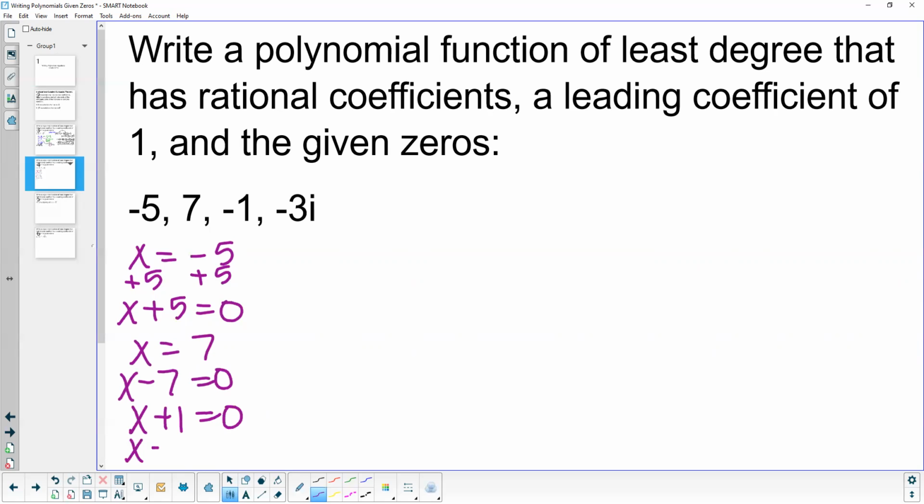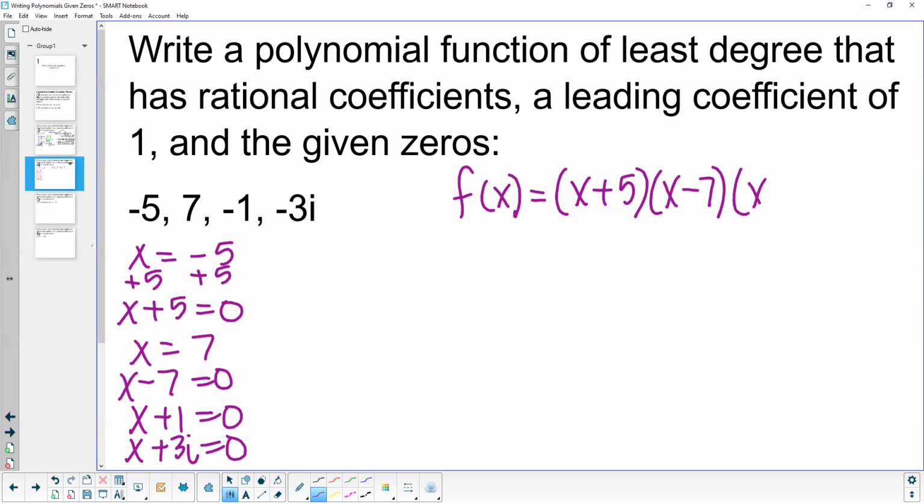And we're going to have an x plus 3i. Now remember, if we have a plus 3i, we're also going to have its conjugate. So what is our polynomial function here? Well, we are going to get x plus 5 times x minus 7 times x plus 1 times x plus 3i, and our x minus 3i.